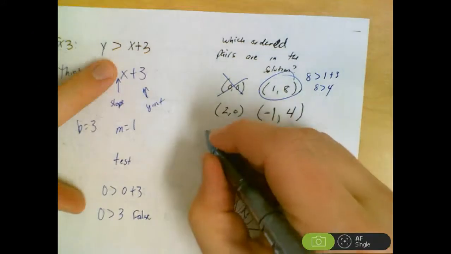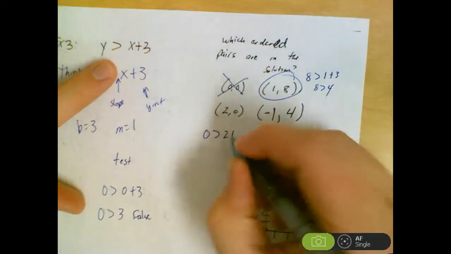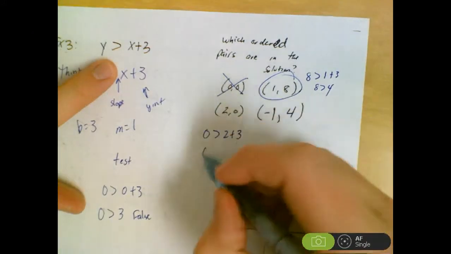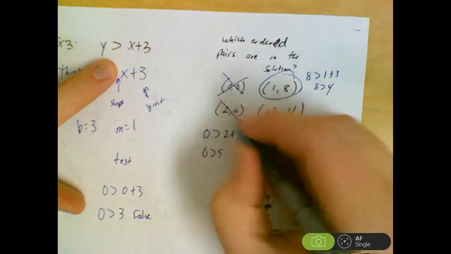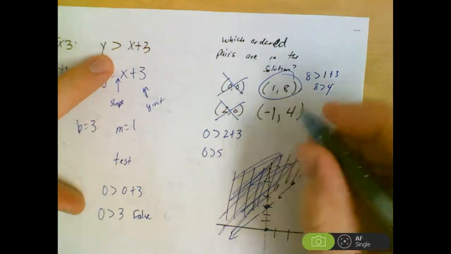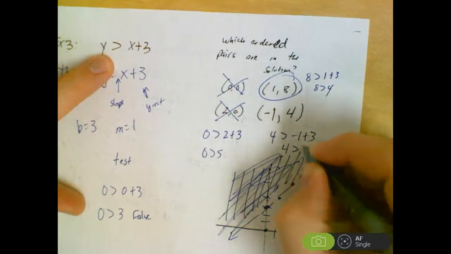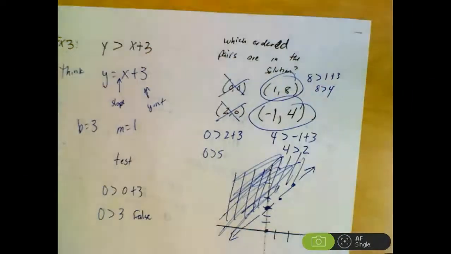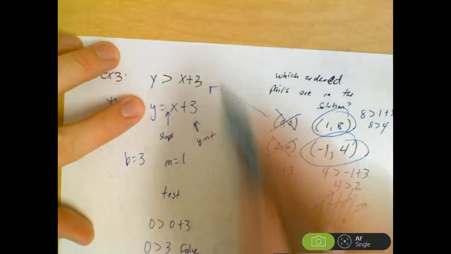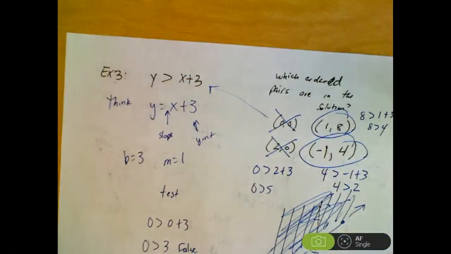Plug in 2, 0. 0 is bigger than 2 plus 3. Is 0 bigger than 5? No. Plug in 4, negative 1. 4 is bigger than or equal to negative 1 plus 3. Is 4 bigger than 2? Yes. So you're just testing these points, plugging them into the original inequality. And if it's true, they are part of the solution. If it's false, it's not.